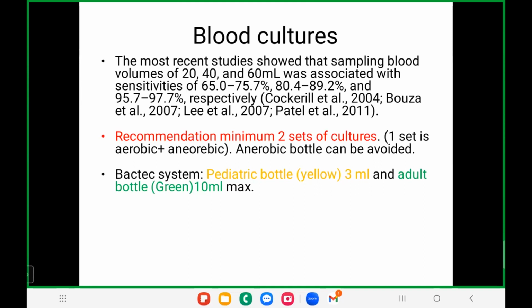In units, depending on the prematurity, if you have a 600 to 700 gram child, 0.5 to 1 ml is enough. But at least take 1 ml. That's what I can suggest. And in a term child, 3 to 4 ml, you can put it in the pediatric bottle.